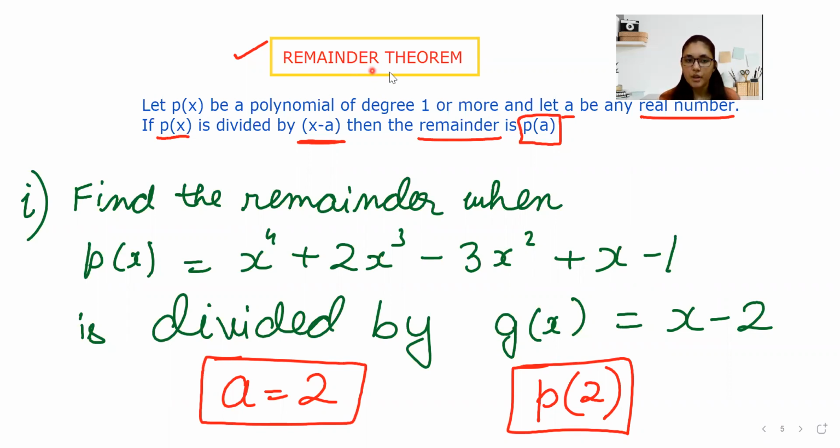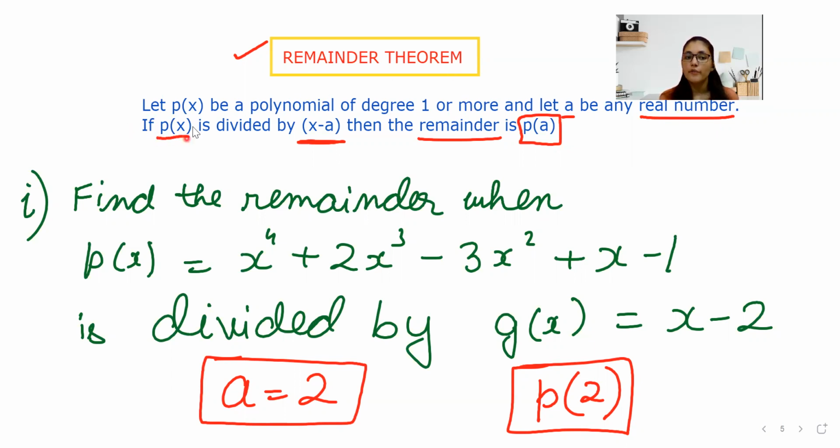Okay, so again I will explain. The remainder theorem says that if p(x) is your polynomial of degree 1 or more than 1, and a is any real number. So for example, here a is 2. A is any real number, so it can be positive, negative, rational, irrational, it can be anything, because it's a real number.